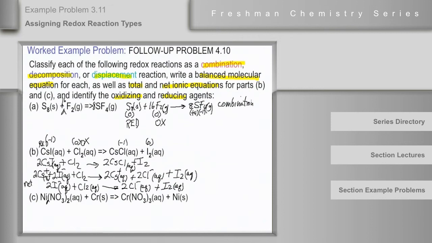Now, for example C, we have nickel nitrate. This is nickel in the oxidation state of +2. Plus chromium goes to chromium 3 nitrate. This is +3 here. And nickel solid, which would be 0. Now, chromium displaces nickel from the nitrate compound, so this is a displacement reaction.